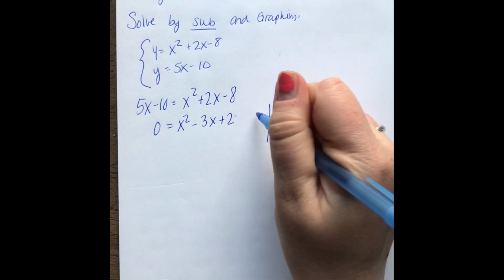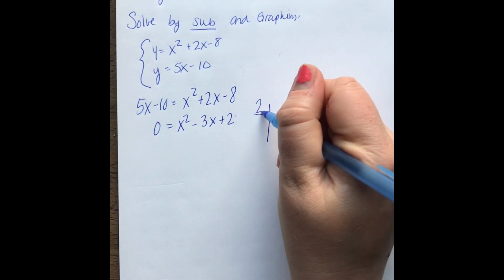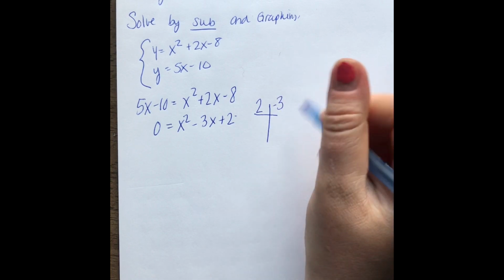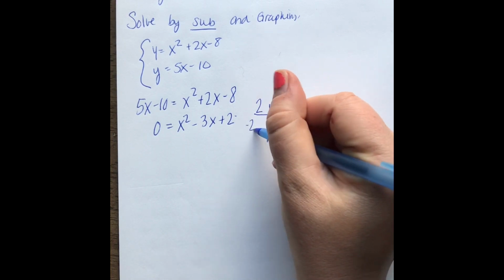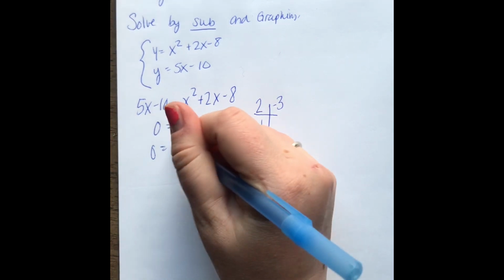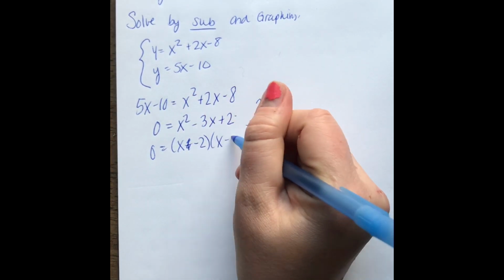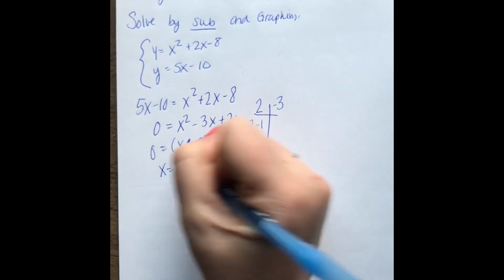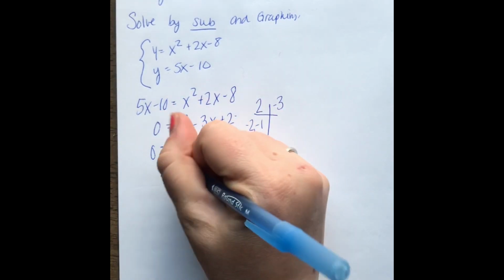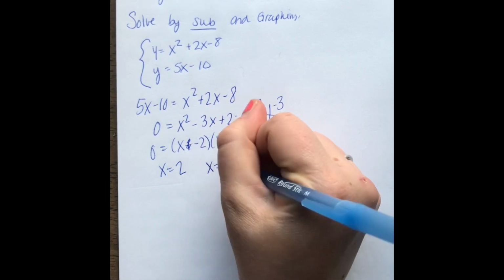I personally like to check to see if it factors. What multiplies to 2 and adds up to negative 3? We have negative 2 and negative 1. So 0 is equal to (x minus 2)(x minus 1). Solving, each of the factors equal to 0, x is equal to 2, and x is equal to 1.